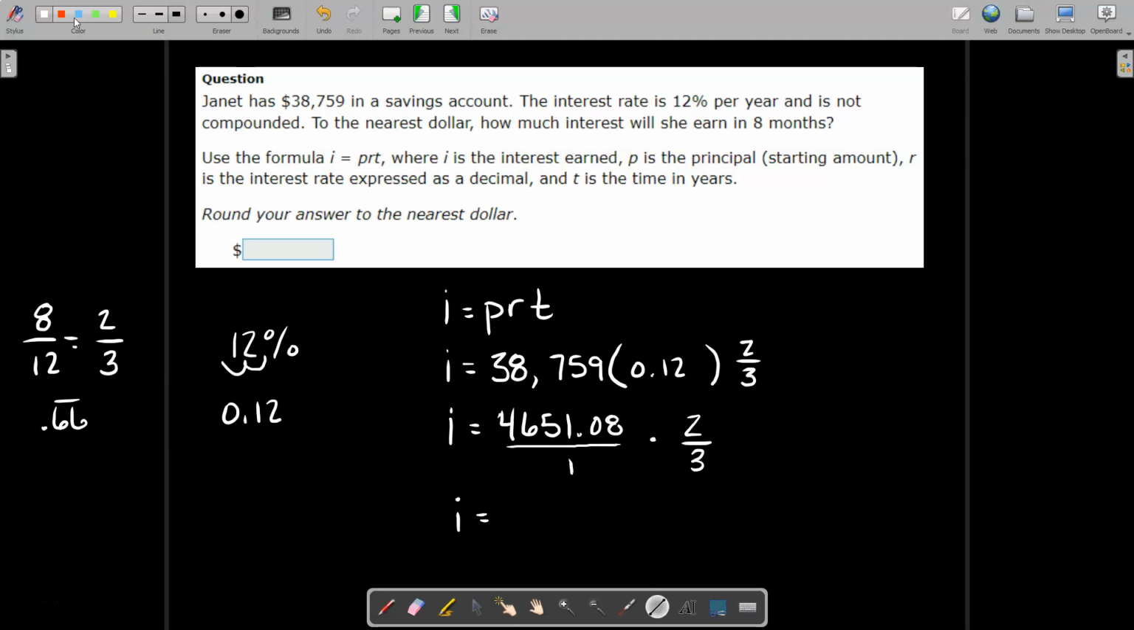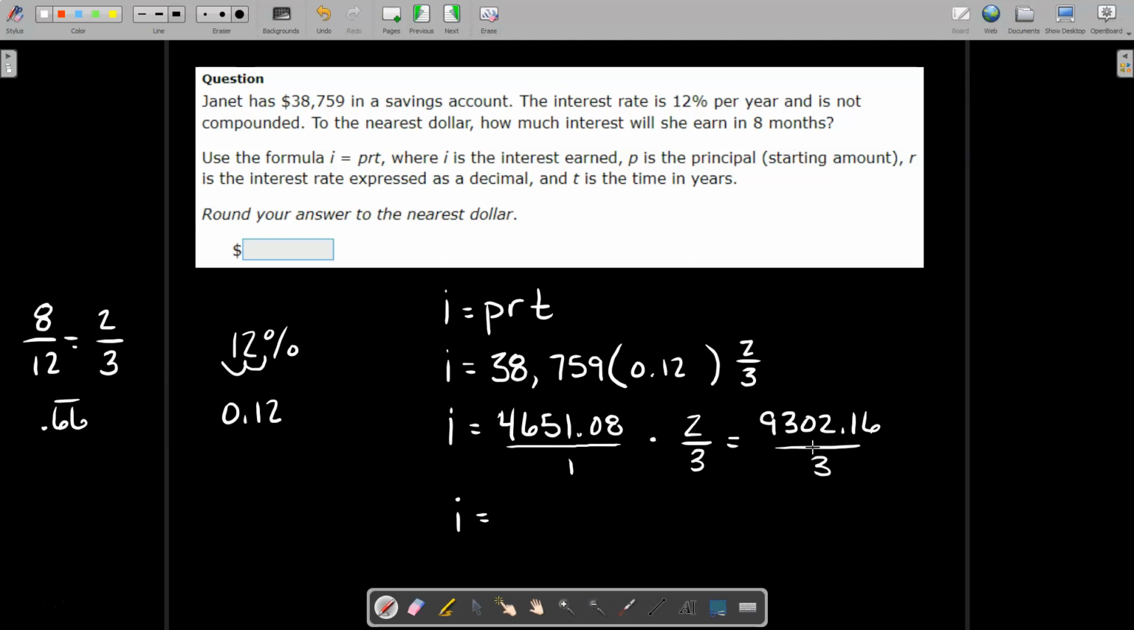I could multiply numerators times numerators, going straight across, and denominators times denominators, straight across. Whenever I do, I would get whatever the product of this is, and that's 2. Well, it's in my calculator right here already, so I'll put times 2. And whenever I go straight across, I'm going to end up with $9,302.16. And now 1 times 3 is 3.